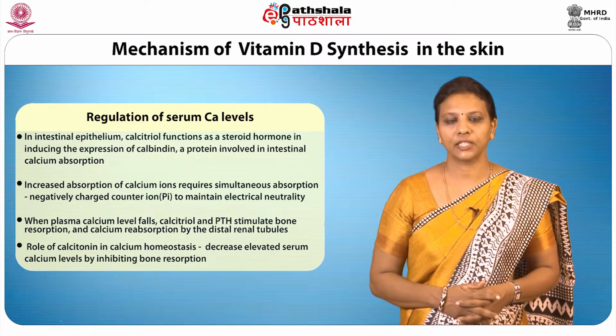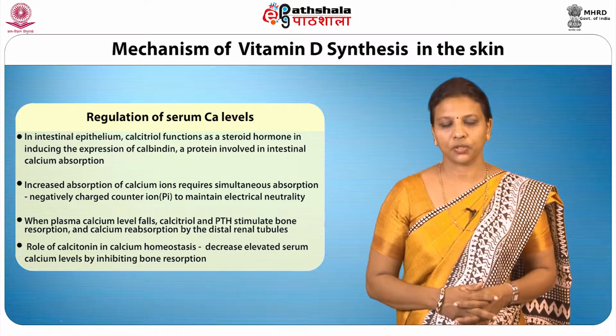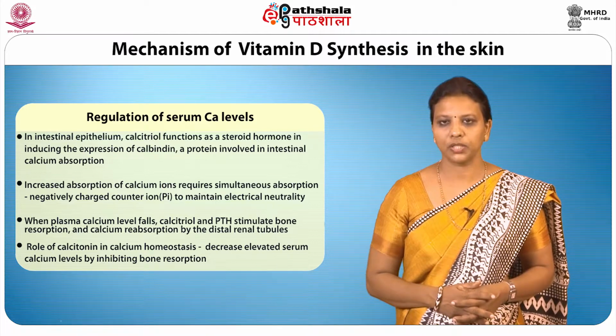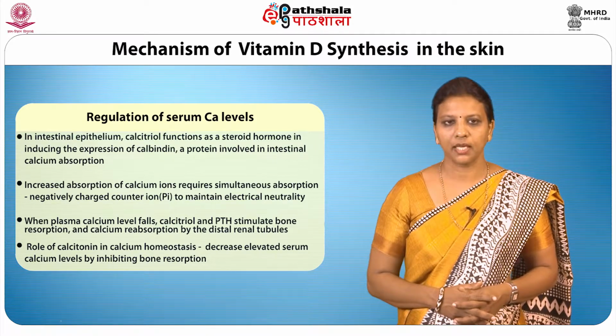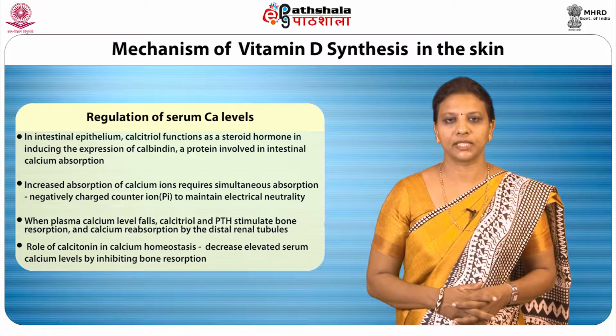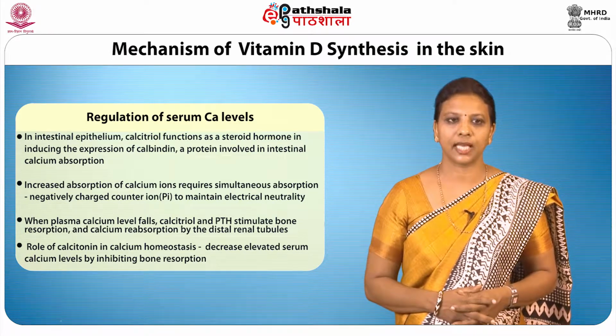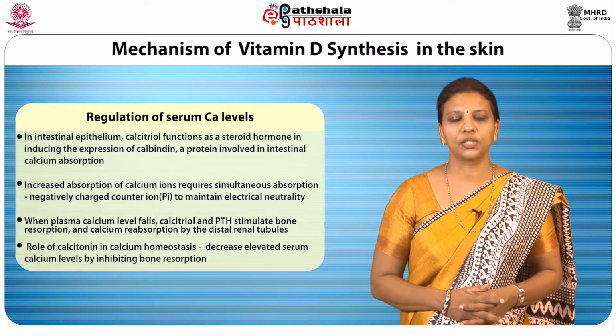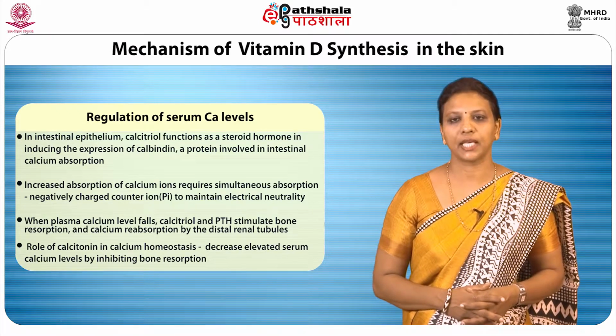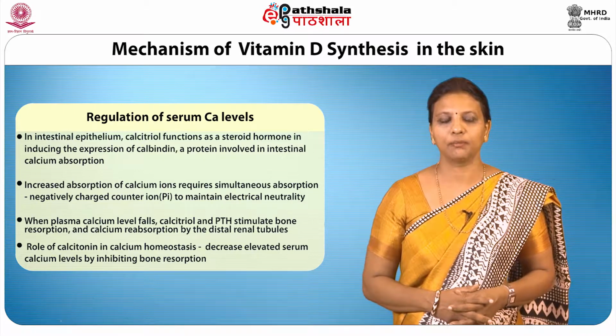When plasma calcium level falls, calcitriol and parathyroid hormone stimulate bone resorption and calcium reabsorption by the distal renal tubules. The role of calcitonin in calcium homeostasis is to decrease elevated serum calcium levels by inhibiting bone resorption.